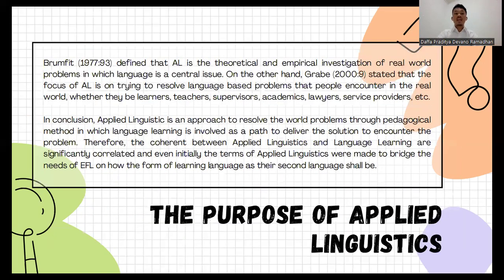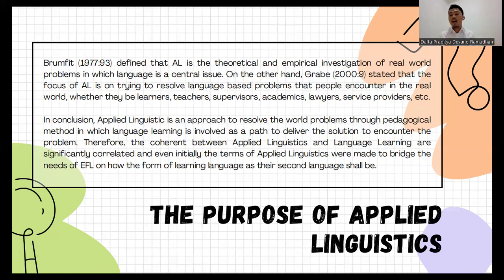The next one is the purpose of applied linguistics. So Brumfit, 1977, defined that applied linguistics is the theoretical and empirical investigation of real-world problems in which language is the central issue. On the other hand, Grabe in 2000 stated that the focus of applied linguistics is on trying to resolve language-based problems that people encounter in the real world, whether they be learners, teachers, supervisors, academics, lawyers, service providers, etc.